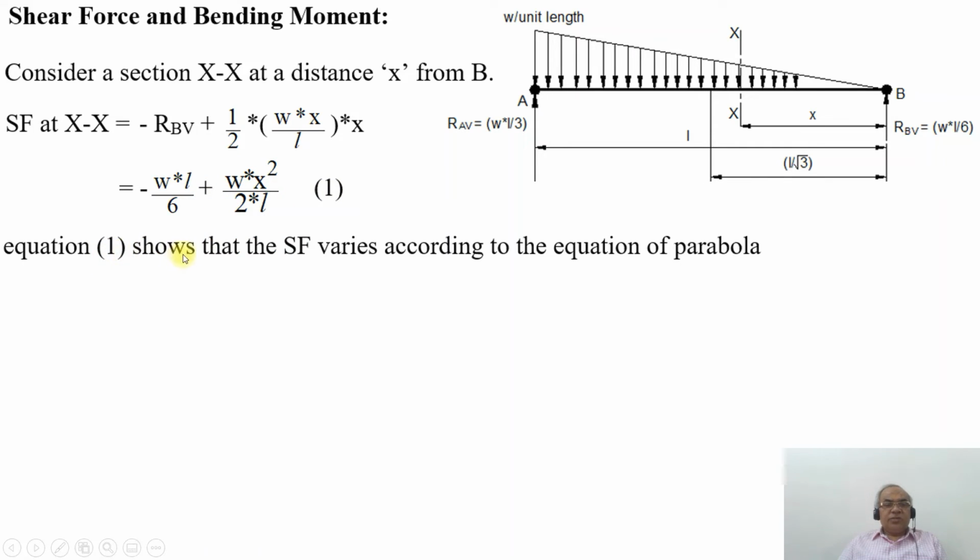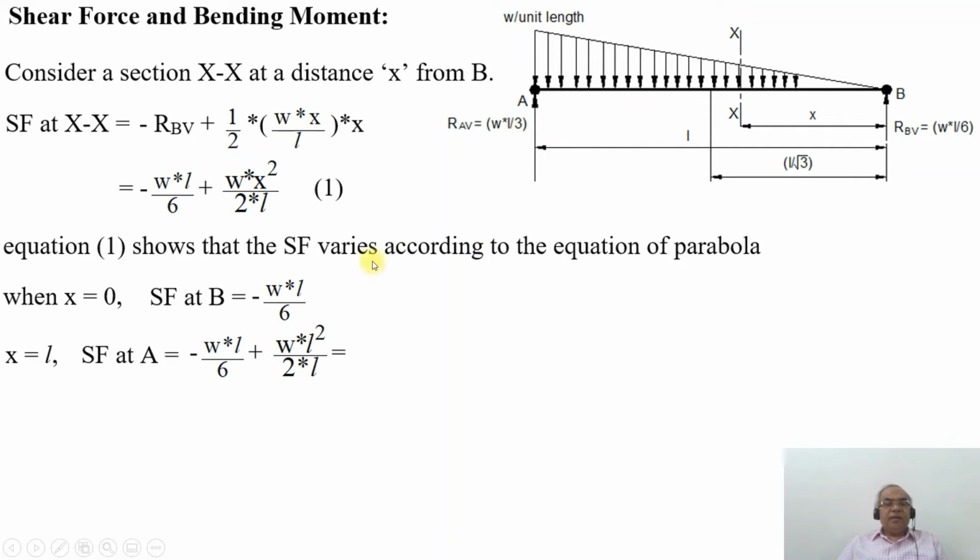Equation 1 shows that shear force varies according to the equation of a parabola. When the value of X is equal to 0, SF at B will be equal to minus WL by 6. When the value of X is equal to L, SF at A will be equal to, substituting X equal to L in equation 1, minus WL by 6 plus WL square by 2L. This L and this L get cancelled.